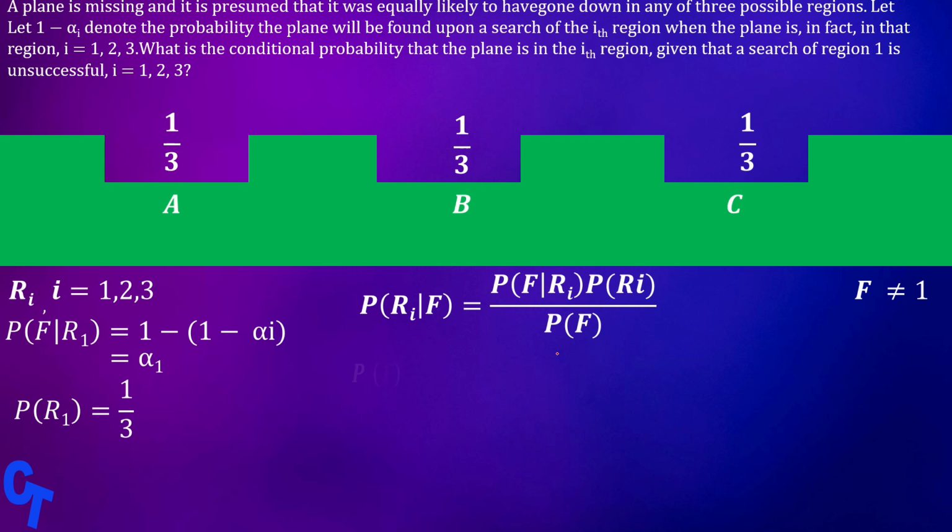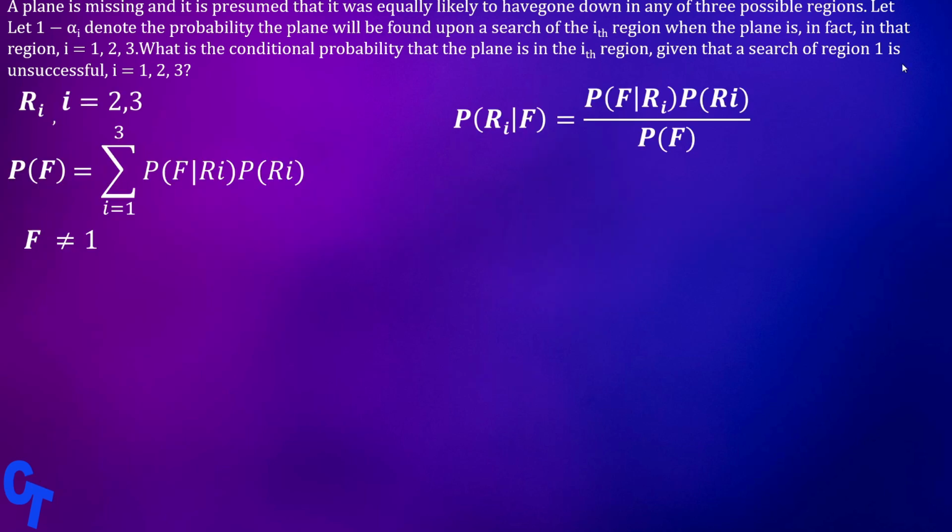So what is going to be our conditional probability? The probability of not finding the plane in region 1 is the probability of not finding the plane in region 1, given that it is in region 1, plus the probability of not finding the plane in region 1 when it is in region 2, plus the probability of not finding the plane in region 1 when it is in region 3. So let's add those probabilities using a summation, right? We need the probability of not finding the plane in region 1 when the plane is in the region Ri.